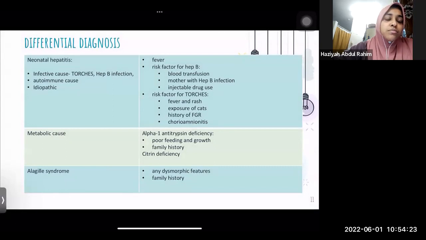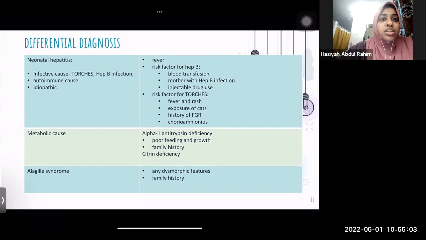Based on my history, most likely my patient has conjugated hyperbilirubinemia. The differential diagnosis for conjugated hyperbilirubinemia includes neonatal hepatitis, which can be due to infectious causes or autoimmune causes, or after we rule these out, we can say it is idiopathic neonatal hepatitis. For infectious causes, you can ask whether the patient has fever, and risk factors for hepatitis B and C, such as any blood transfusion, mother with Hep B or Hep C infection, or any injectable drug use in 3 weeks time.